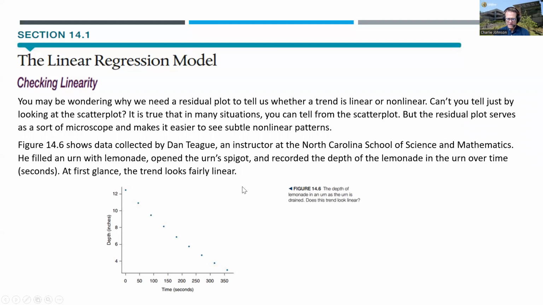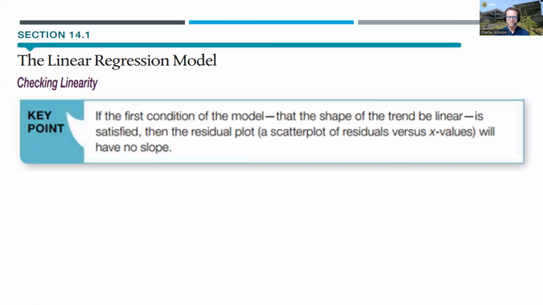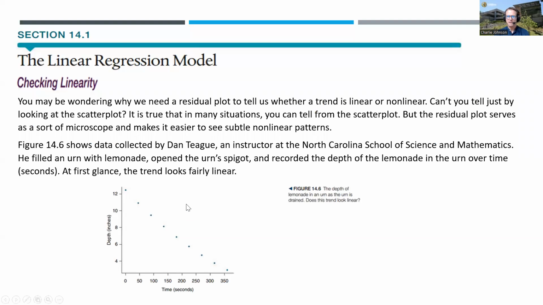You may be wondering why we need a residual plot to tell us whether a trend is linear or nonlinear. I kind of alluded to that in this figure. Can't you just tell by looking at the scatter plot? It is true that in many situations you can tell from the scatter plot, but the residual plot serves as sort of a microscope and makes it easier to see subtle nonlinear patterns.